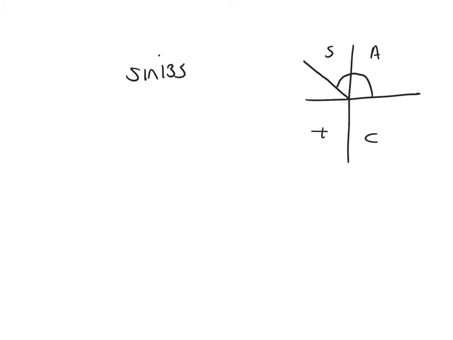Okay, so we move anti-clockwise with angle. 135 degrees is in the sine quadrant, so sine is positive in there. The acute angle between 135 and 180 is 45 degrees. So that's sine 45, and that is 1 over root 2.